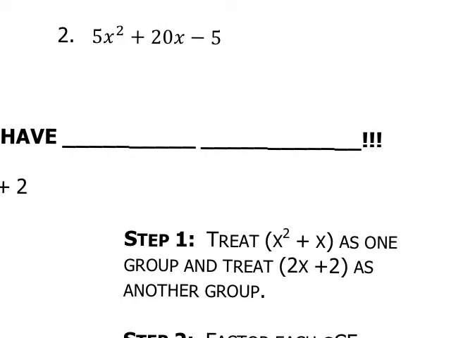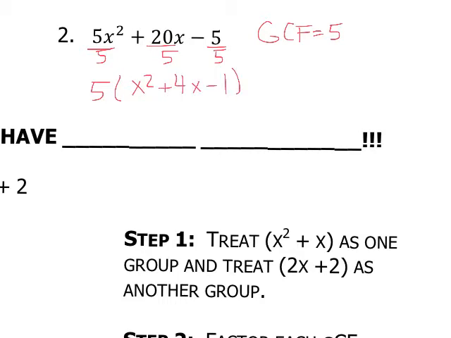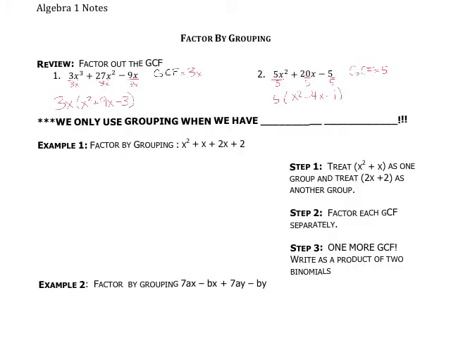Okay, on number 2, looks like the biggest number I can divide out of all of those is 5. Can I take any x's out? No. So just divide every piece by 5. So 5 is out in front of the parentheses. I'm left with x squared plus 4x minus 1. Okay, questions there?